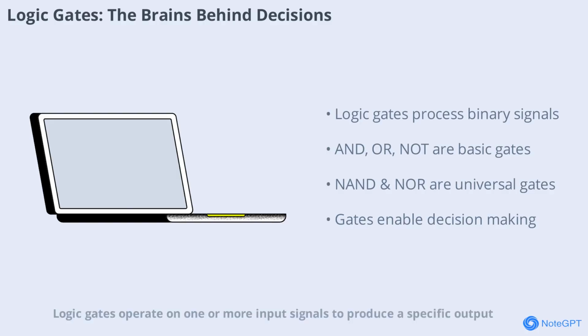Let's move on to logic gates, the electronic circuits that make decisions inside a computer. Logic gates operate on one or more input signals to produce a specific output, using binary logic. The main types include AND, OR, NOT, NAND, NOR, and XOR gates. For example, an AND gate outputs a 1 only if all its inputs are 1, while an OR gate outputs a 1 if any input is 1. The NOT gate, also called an inverter, simply reverses its input.